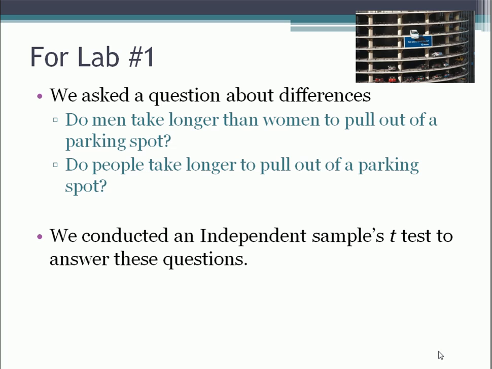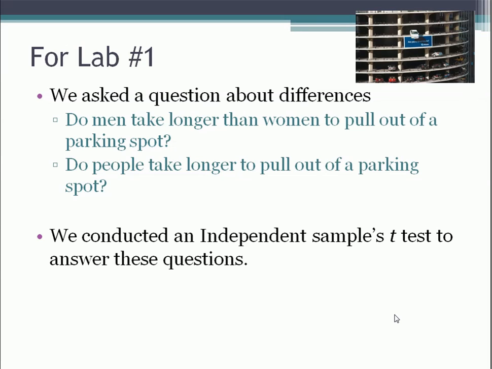So when we looked at lab number one, we were asking about differences, right? Do men take longer than women to pull out of a parking spot, or do people take longer to pull out of a parking spot when someone's waiting versus not waiting? And we did an independent samples t-test to answer those questions because the independent samples t-test is the statistical tool that we use to talk about differences between two distinct groups.